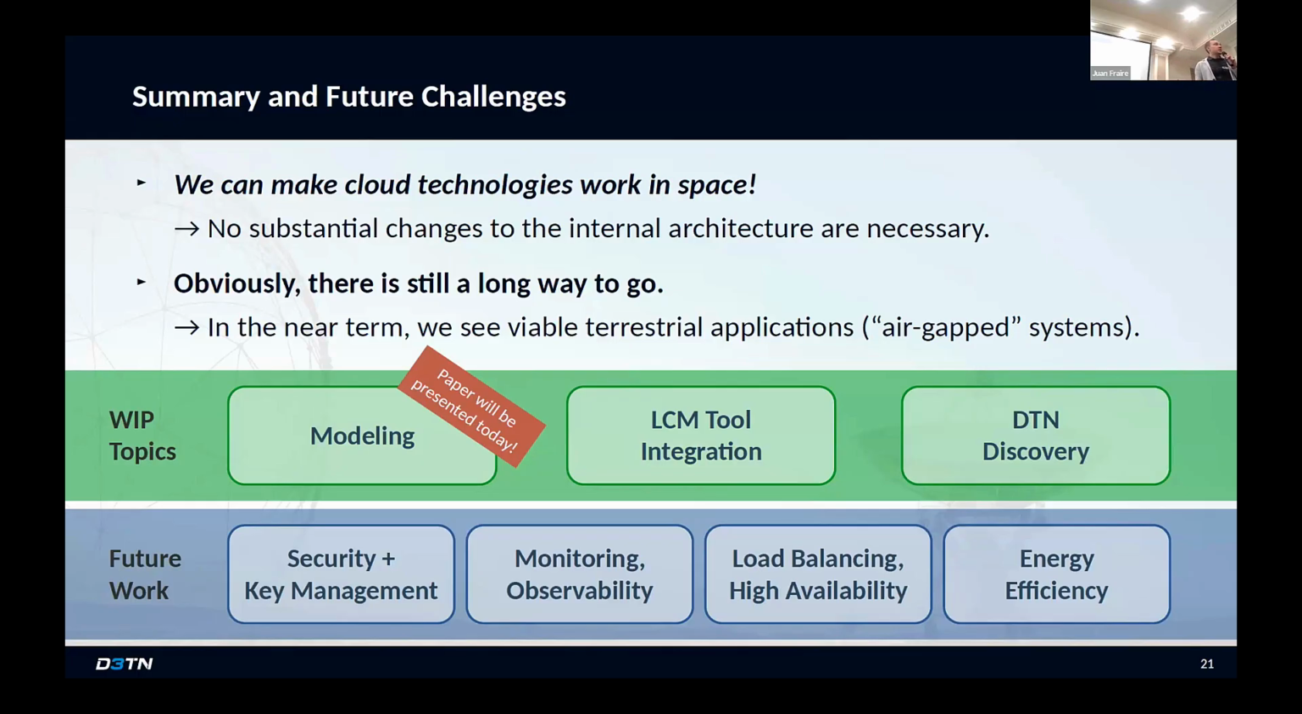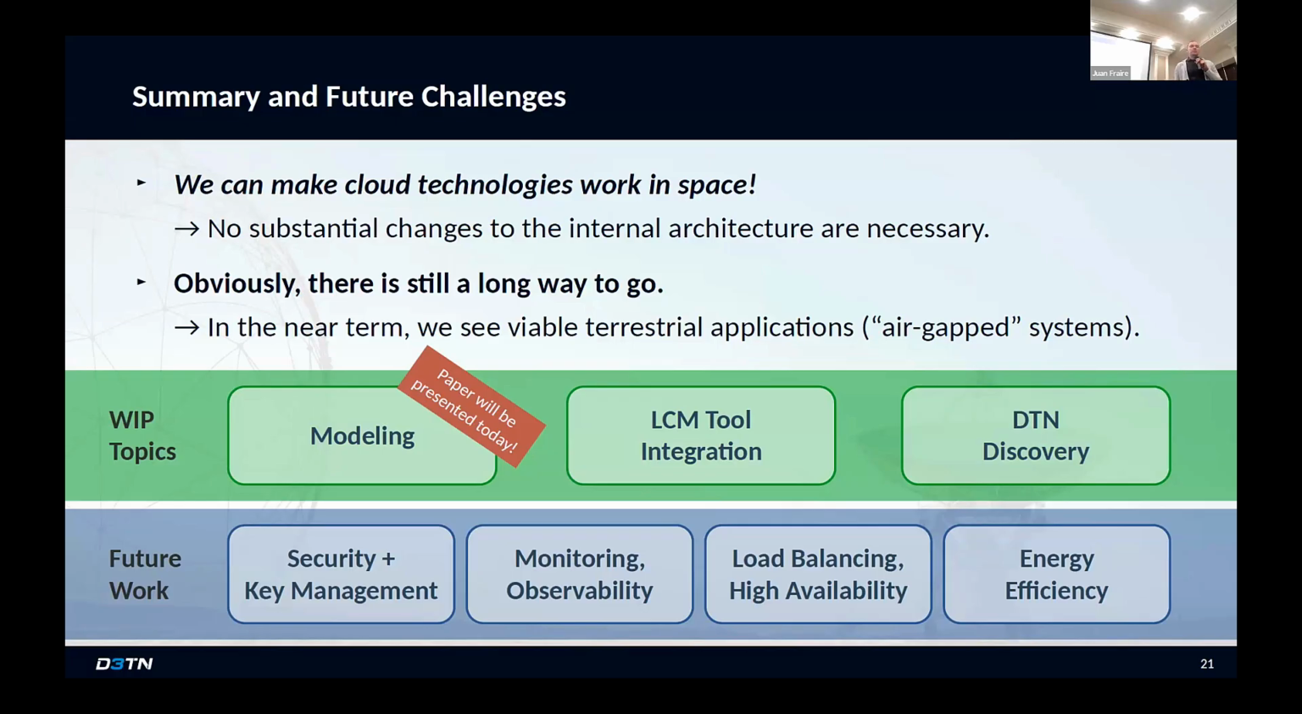Monitoring and observability is also extremely important in modern cloud infrastructures. You really want to know what broke when something breaks, right? You want to get the logs, you want to get the performance data and so on. This has to be supported also for the space cloud.